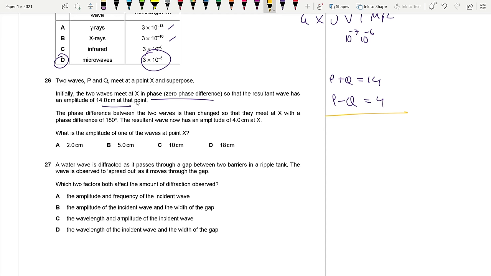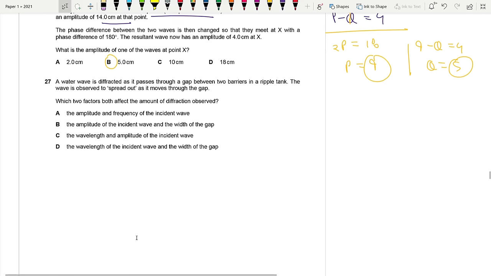So these are our two simultaneous equations. Now you can solve these simultaneously. 2P is equal to 18. P is equal to 9. So what about the other one? 9 minus Q is equal to 4. So Q is equal to 9 minus 4, 5. So one of them is 9, the other is 5. So we're going to look for 9 or 5 in our options. Since we got 5, this should be our answer, okay? So hopefully you guys understood.